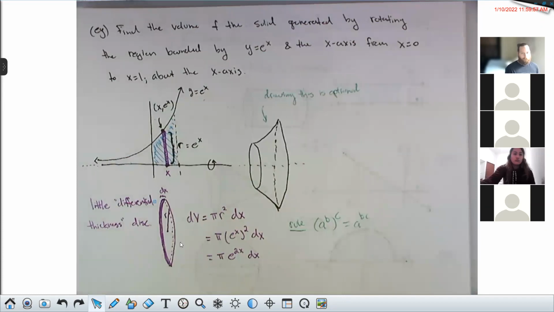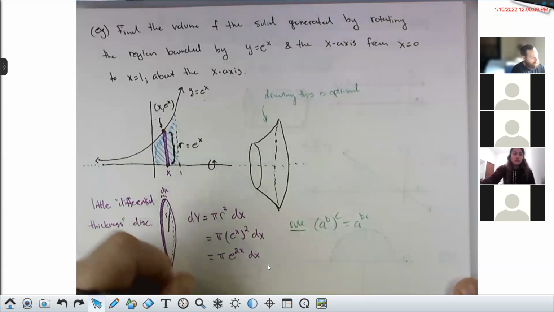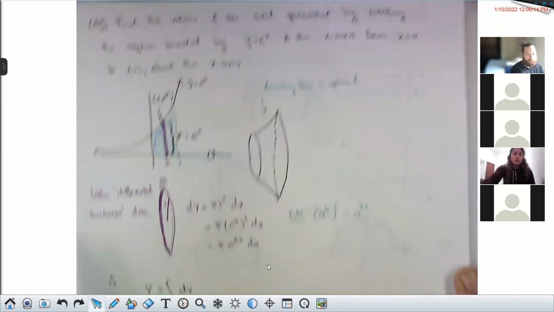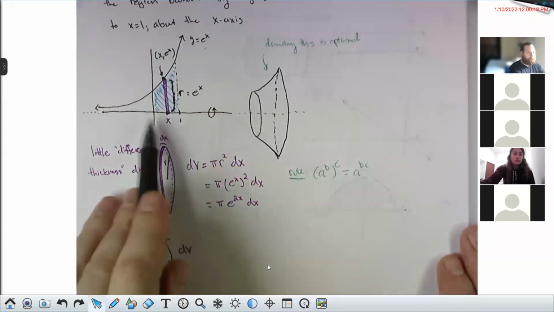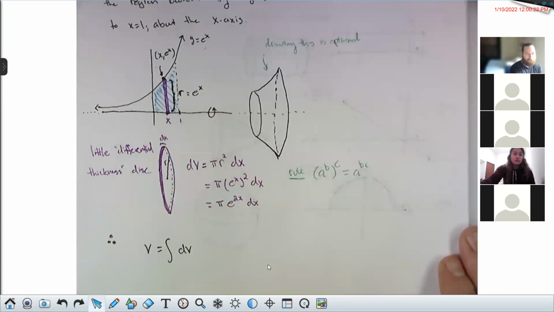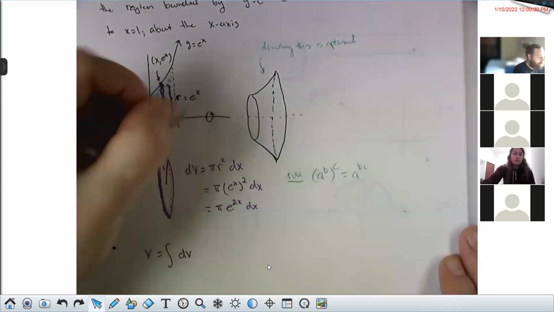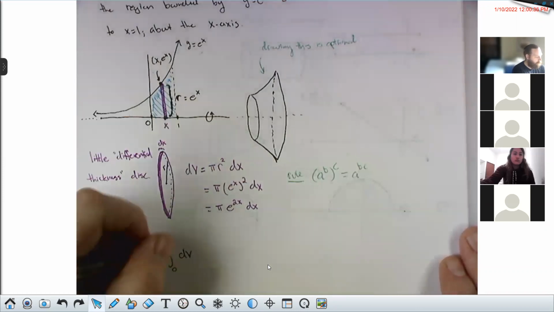Now that we have the volume of this little disk, pi e to the 2x dx, I can integrate that to get the volume of the whole solid. I think of this solid as being a bunch of these very thin disks stacked on top of each other. The tool for adding up a bunch of things over a continuous region is an integral. That's precisely what integrals do. And you integrate from the smallest x value in your region to the largest x value in your region. So here my region runs from 0 to 1. So I integrate from 0 to 1.